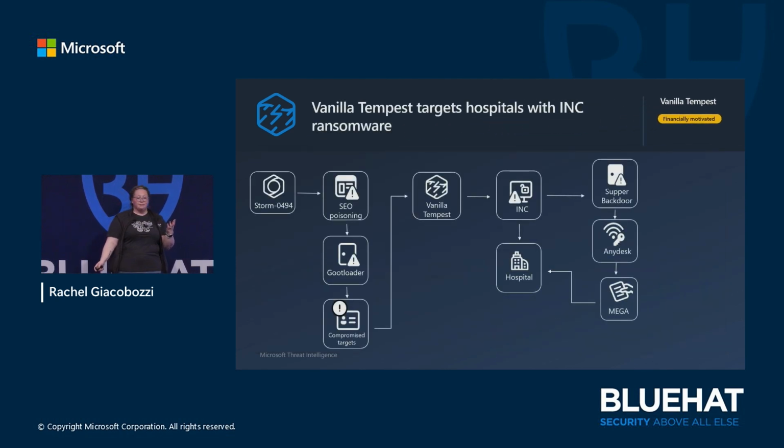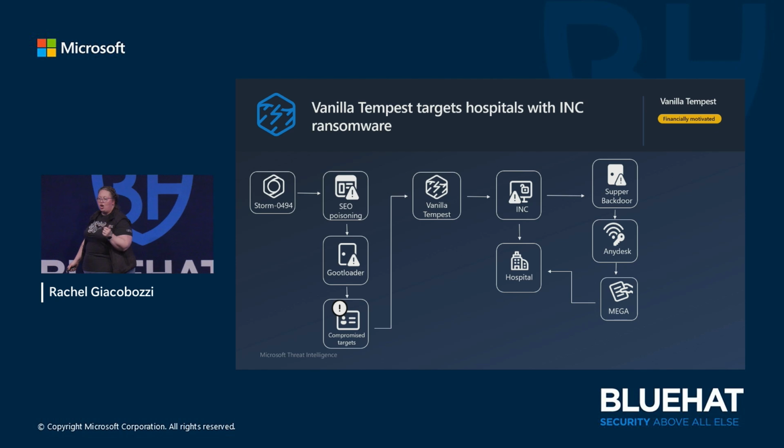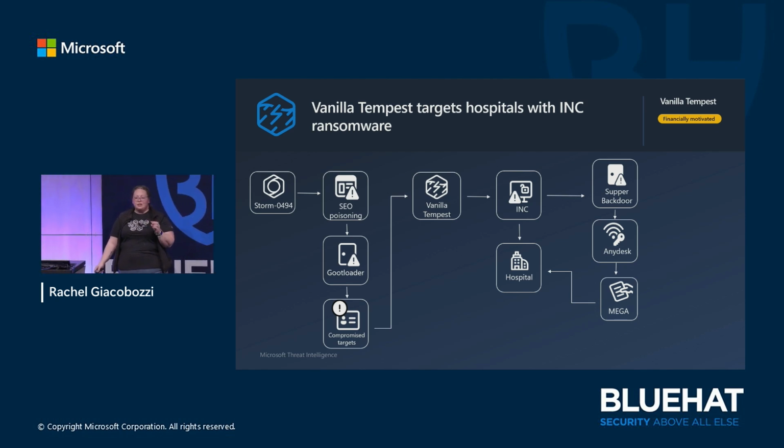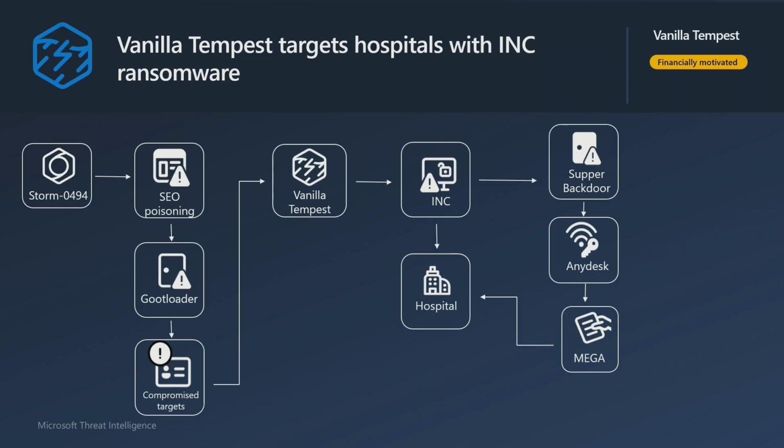We're actually going to go through that. This year, we saw Vanilla Tempest target hospitals in the US with INC ransomware. In August of 2024, we believe that this ransomware infection started and originated with a bootloader infection that was using search engine optimization poisoning.